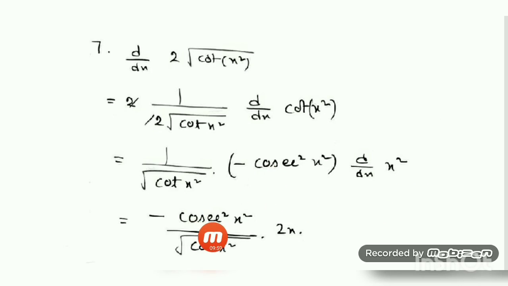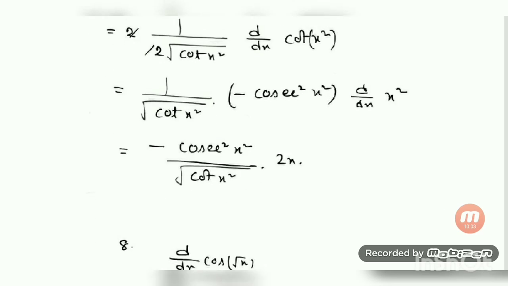So minus cosec square x square over root cot of x square, d/dx of x square is twice x. So this is completed here. Now question number 8. Cos of root x, d/dx of cos of root x. So hope you understand. It's a simple question.